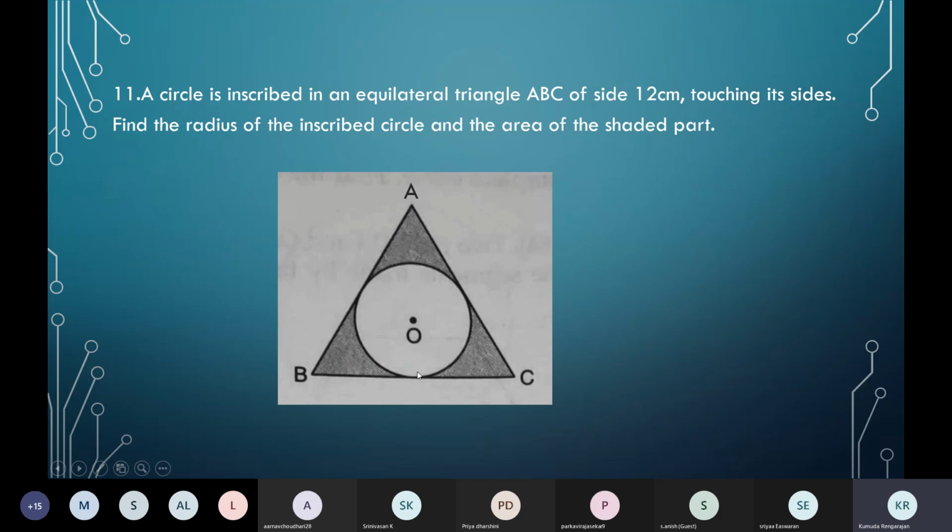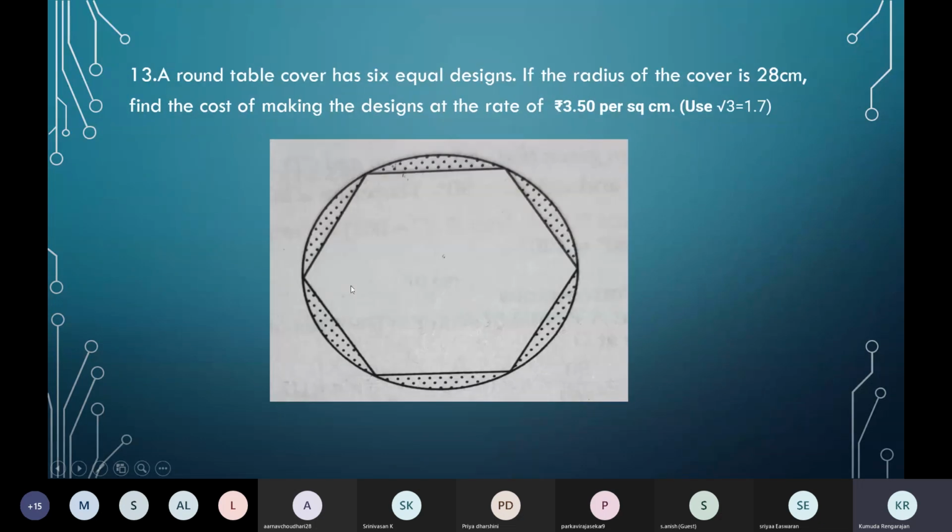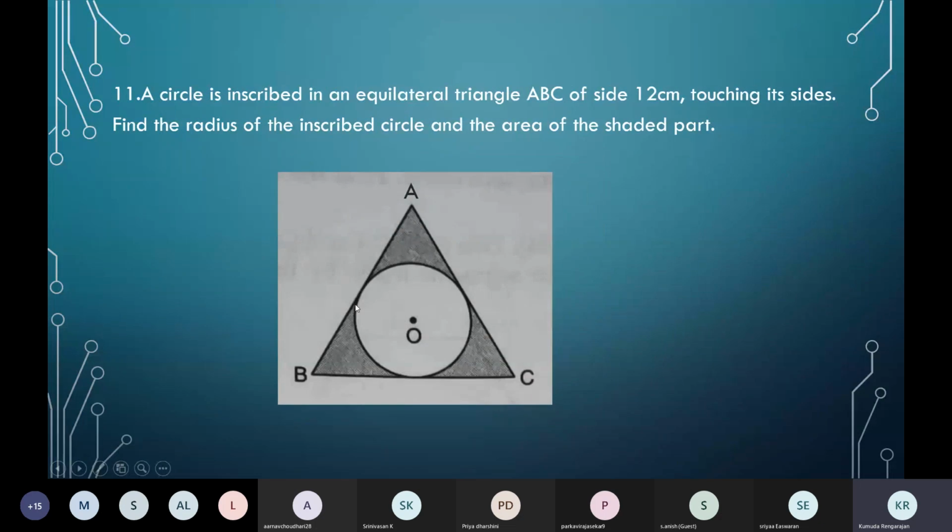So now we have a right triangle in which one acute angle is 30 degrees. And you know that BC is 12 centimeters, so BM will be half of BC, 6 centimeters. So in the right triangle, you have angle 30 degrees and BM 6 centimeters.